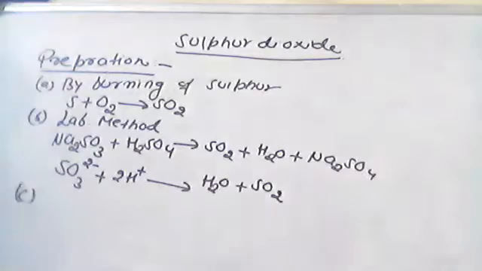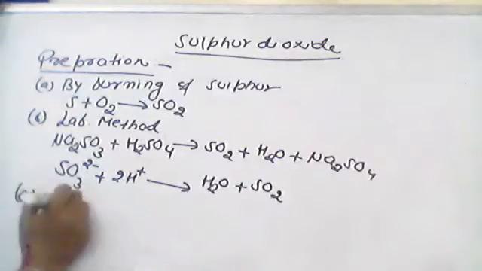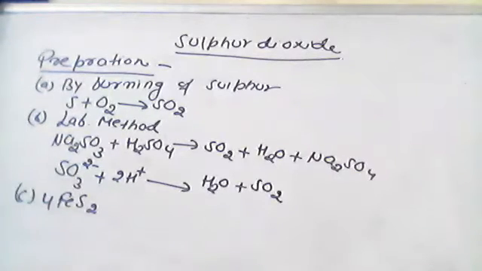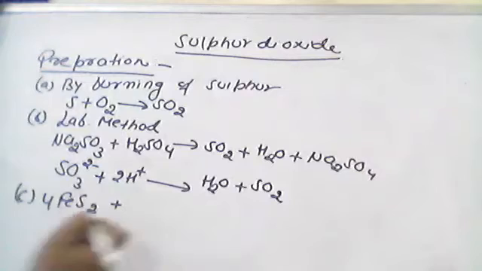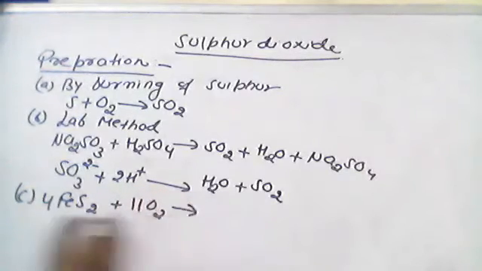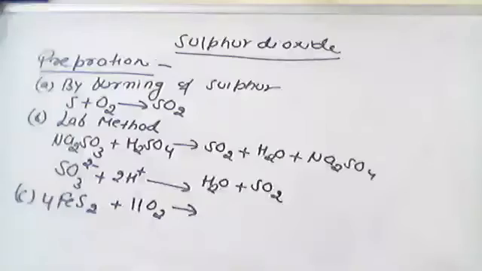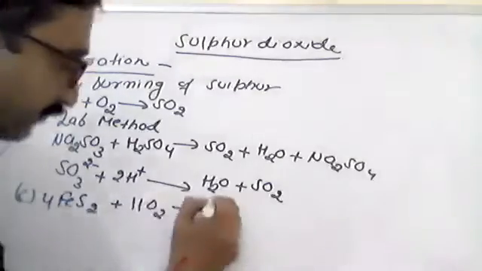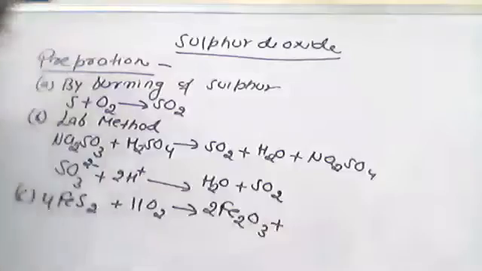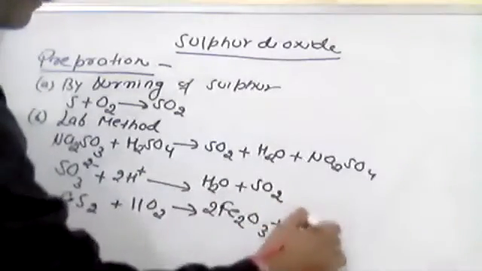Then we have its industrial preparation. In industry, we can prepare it by FeS2, solid, plus 11O2. Balancing is very important, I told you. It will give 2 Fe2O3 plus 8 sulfur dioxide.